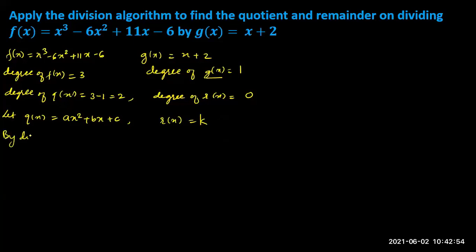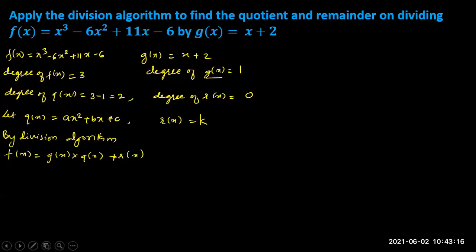So now take the division algorithm. By division algorithm, f of x is equal to g of x into q of x plus r of x. So this is the division algorithm. Fill in all four polynomials, f of x, q of x, g of x, and r of x, in this division algorithm.